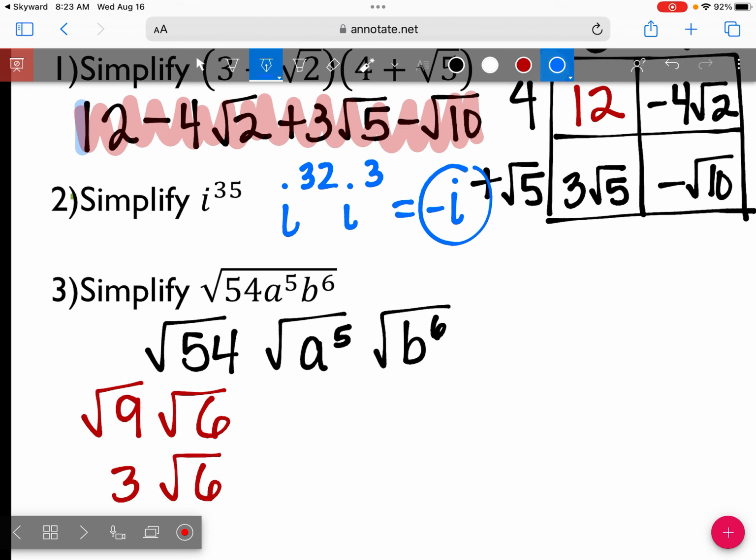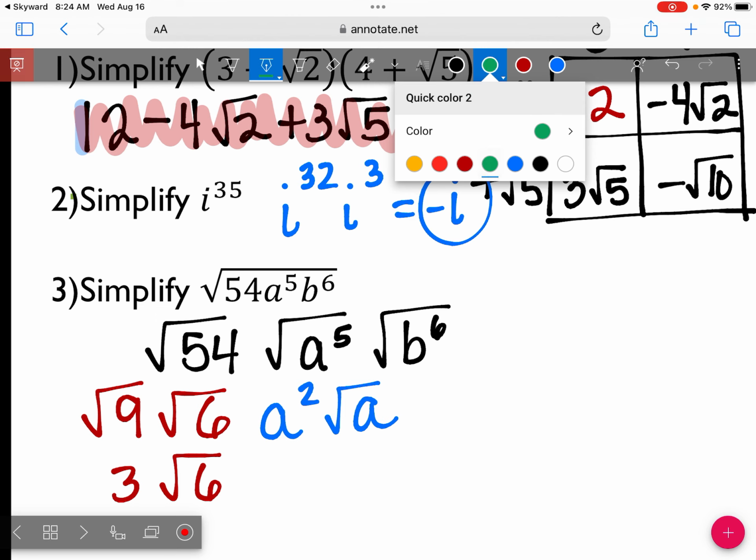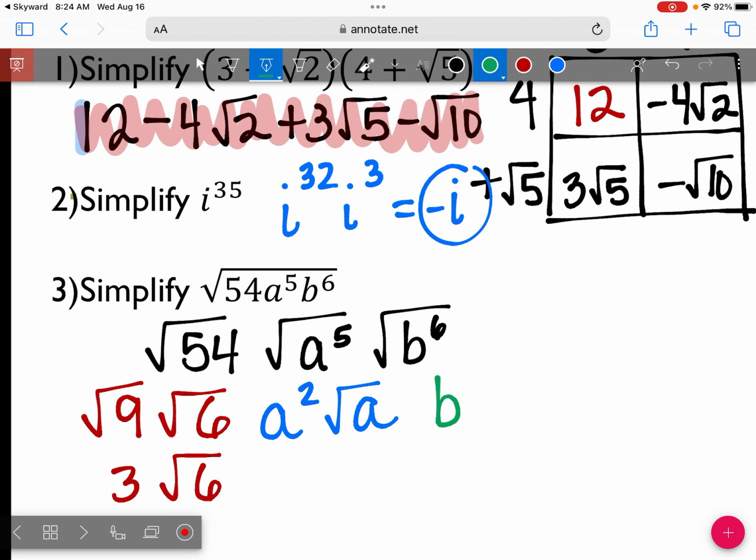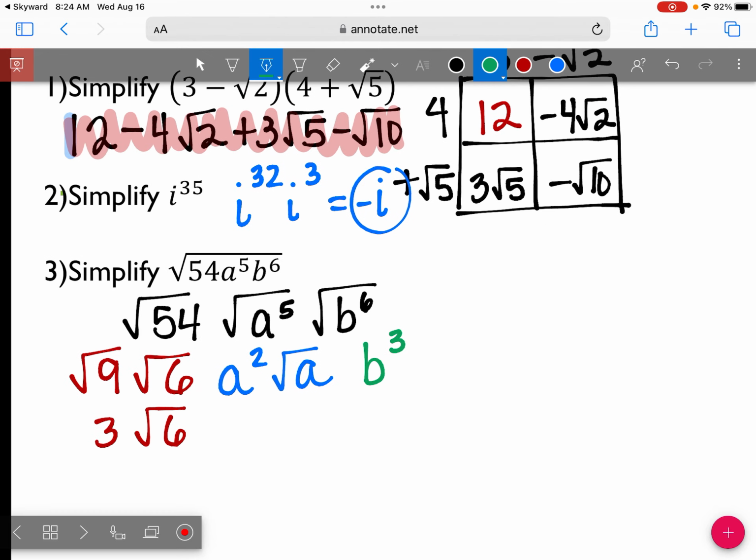All right, and if I have 5 people, how many pairs can I make with 5 people? 2. You can make 2 pairs, but you're going to have 1 left over. And that 1 left over is just going to stay underneath the radical. If I have 6 people, how many pairs can I make? 3. So that would be b to the 3rd. So we're going to clean this all up.